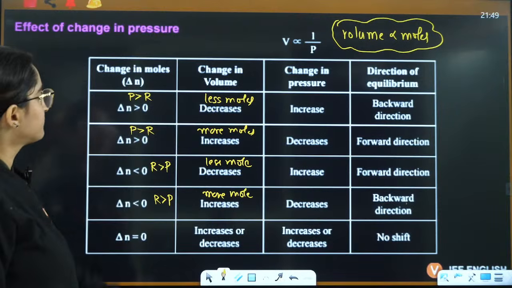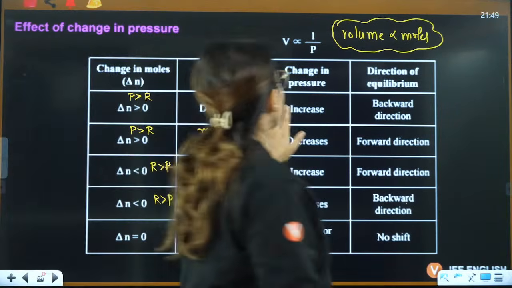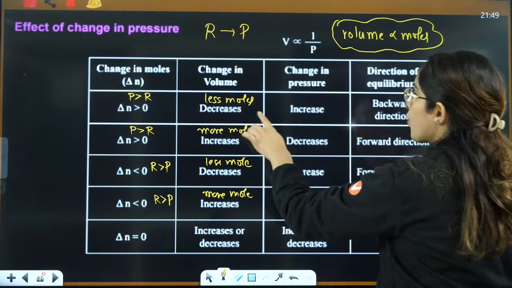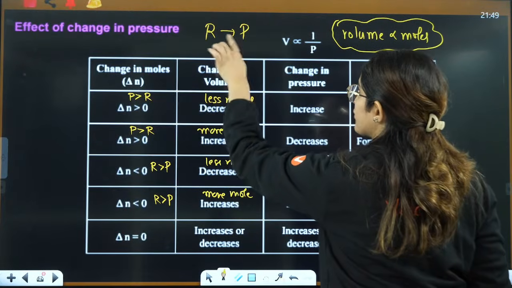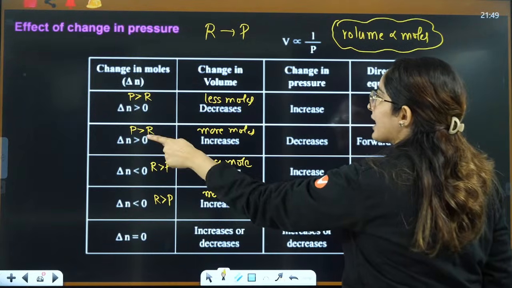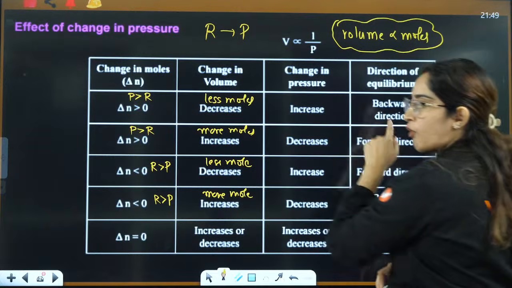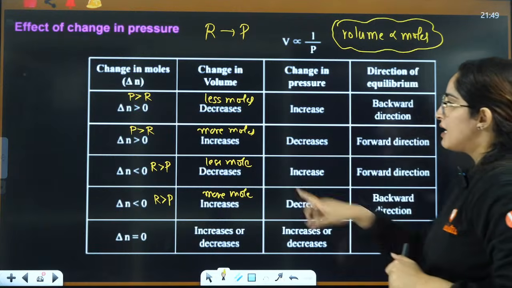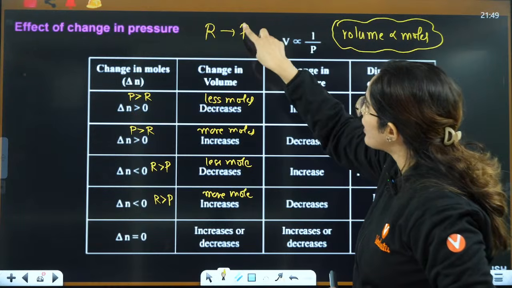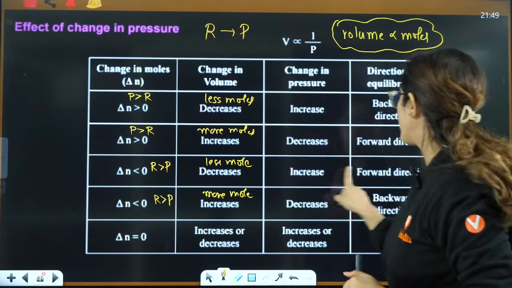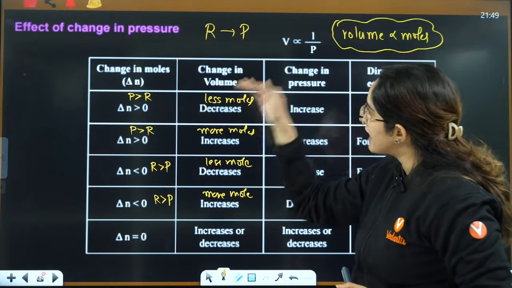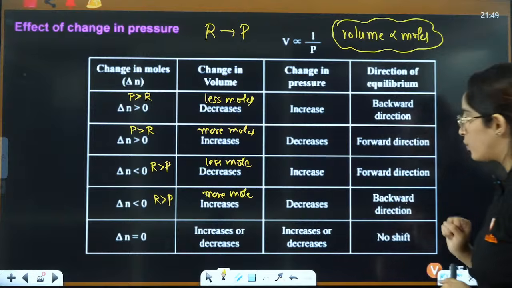Okay. Now, less moles. If you see reactant and product, less moles in this case are there on the reactant side, so it will go in the backward direction. More moles are there on the product side, so it will go in the forward direction. See, less moles on this side are there on the product side, so it will go on the product side, that is the forward direction. Here more moles are there on the reactant side, so it will go in the backward direction.